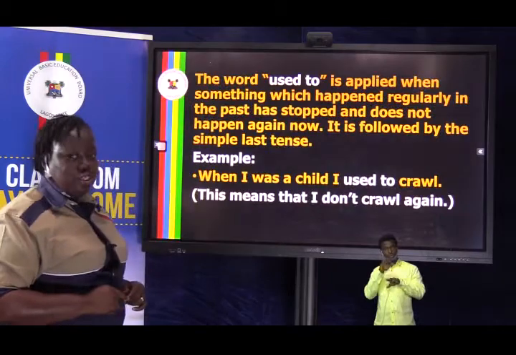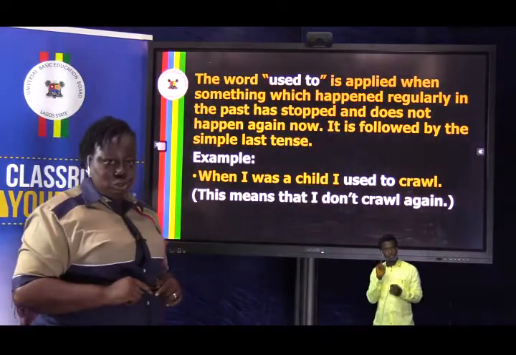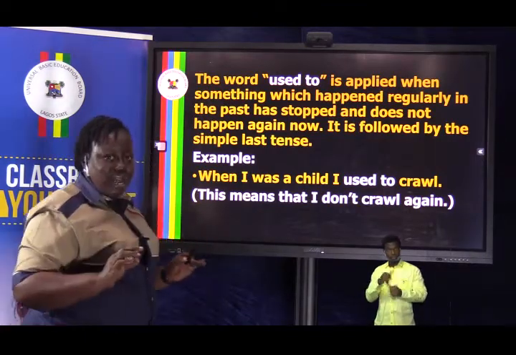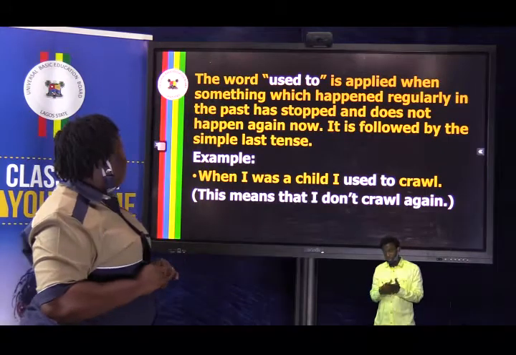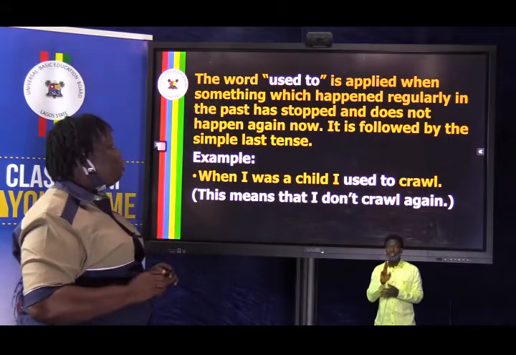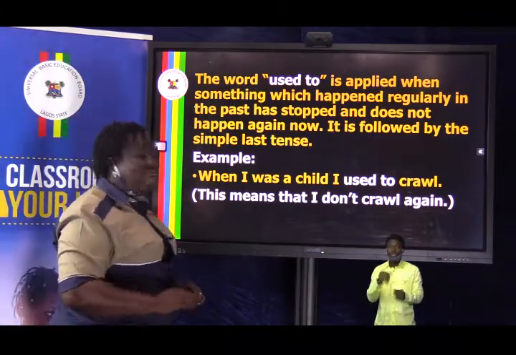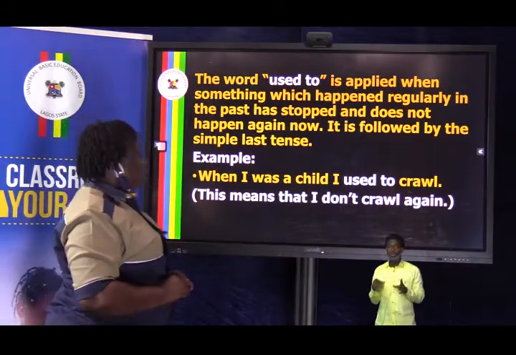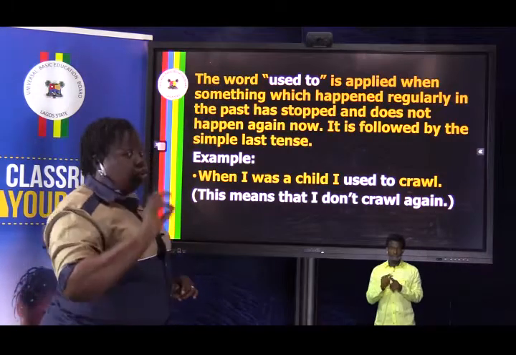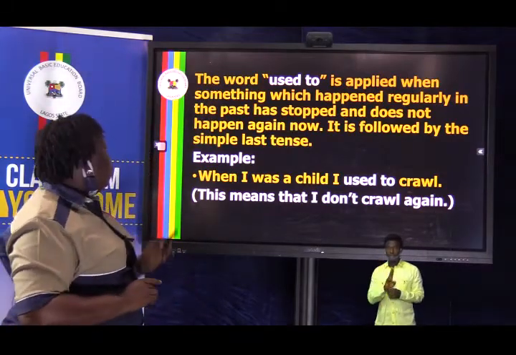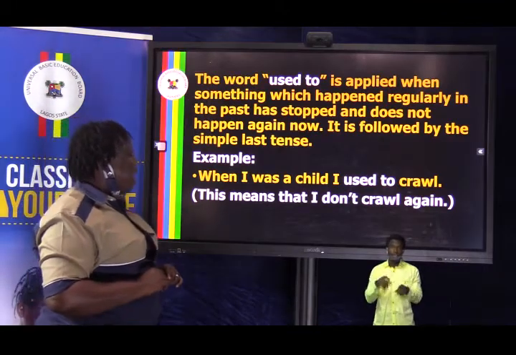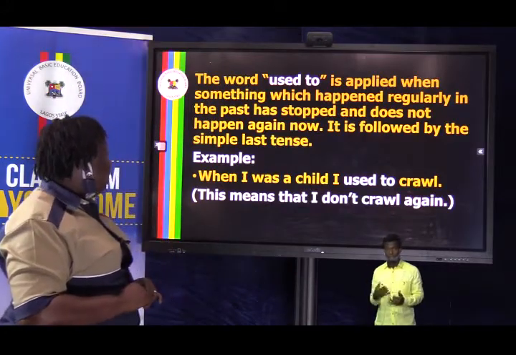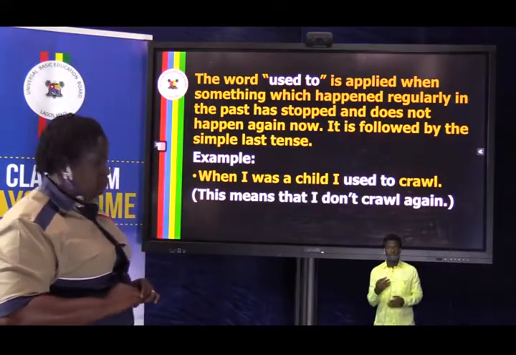Then, let's look at this. Used to. This is a word that is often used, and at times it is used incorrectly. The word used to is applied when something which happened regularly in the past has stopped and does not happen again now. It is followed by the simple past tense.